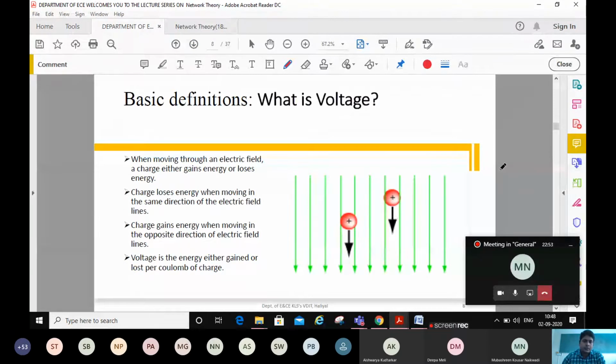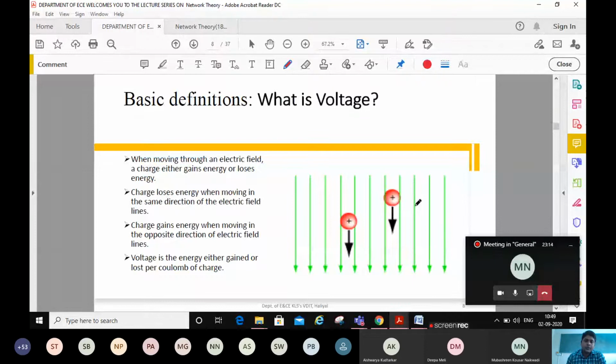We discussed current. Now next is voltage. If you check this diagram, the green lines that you are seeing are the electric field lines, and these plus symbols are the charges.